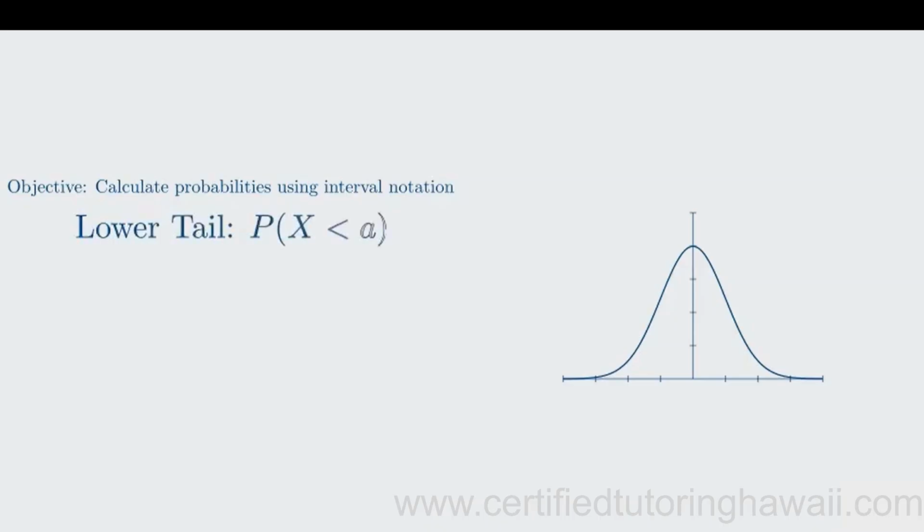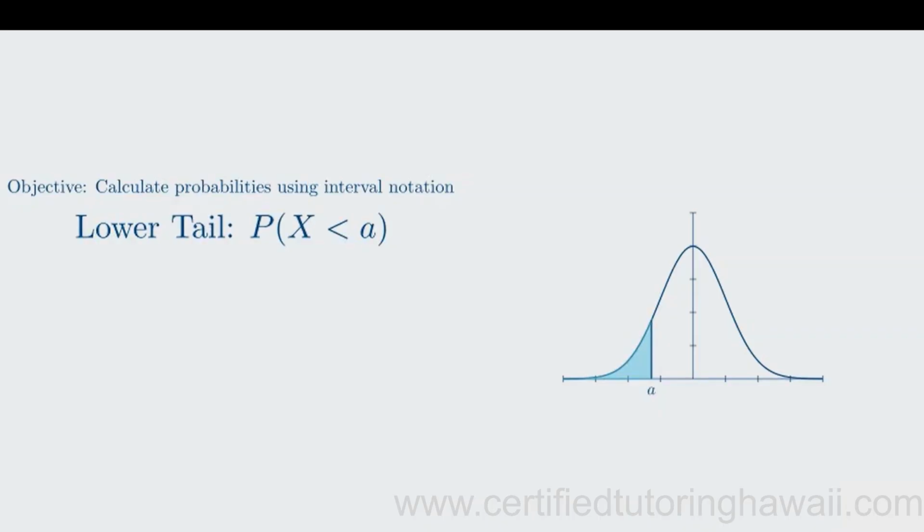When we work with normal distributions, we often use specific notation to describe the probability of a value falling in a certain range. If we write the probability that x is less than a, we are looking at the area under the curve to the left of that value. This represents the lowest percentiles. For example, if this area is 0.10, then a is the 10th percentile.